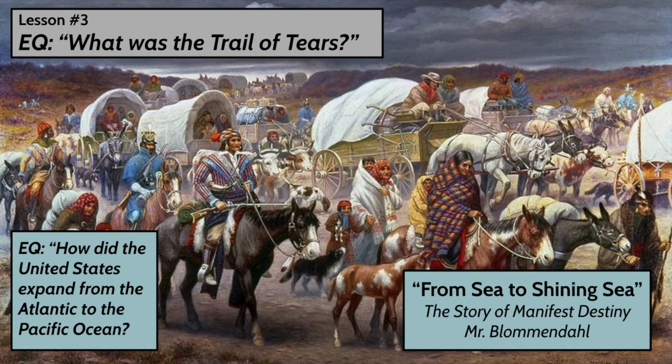Hello, ladies and gentlemen, and welcome to lesson number 3 in our series of lessons about manifest destiny and how the United States expanded from sea to shining sea. Today, we're going to talk about a very difficult and painful chapter in the history of the United States, which is what was the Trail of Tears. This is a very sad chapter in the history of Native Americans in the United States. Overall, we're still trying to answer the essential question, how did the United States expand from the Atlantic to the Pacific Ocean?